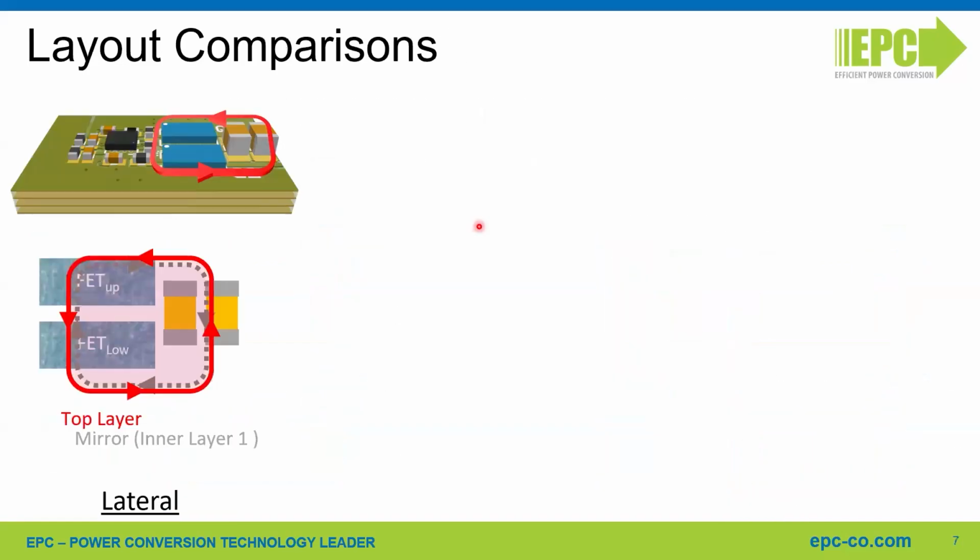So let's have a look at the most commonly used layouts. This is called the lateral layout, it is very popular, and all the devices are on one side. The power loop is developed on the top layer. Usually in the first inner layer, there is a ground plane.